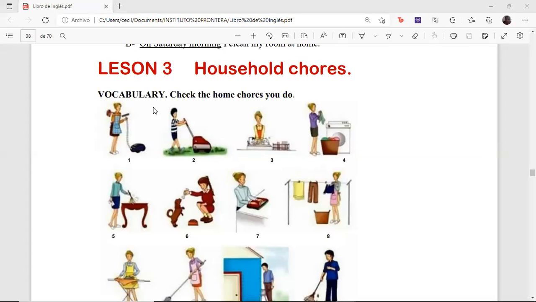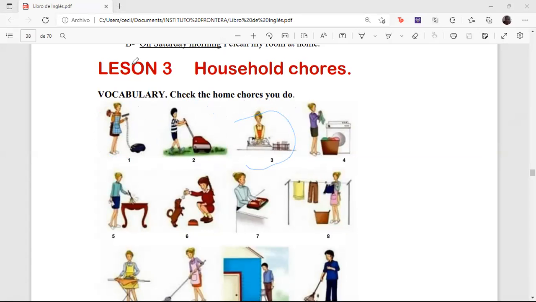So we have lesson number 3, household chores. Vocabulary, check the home chores. You do. Remember, it says you do, not another person. You do in your house. It says you do. Now, look at the pictures. What are they telling you?